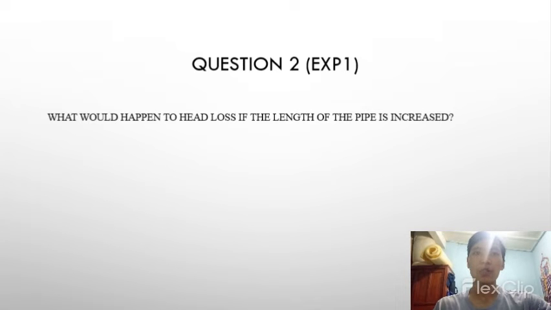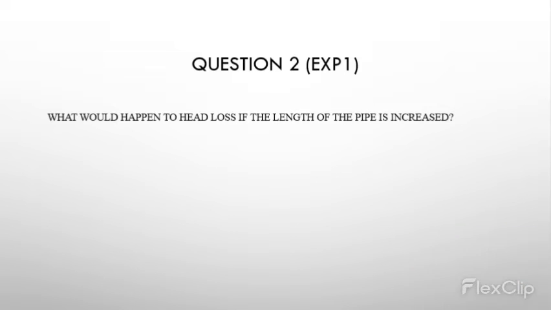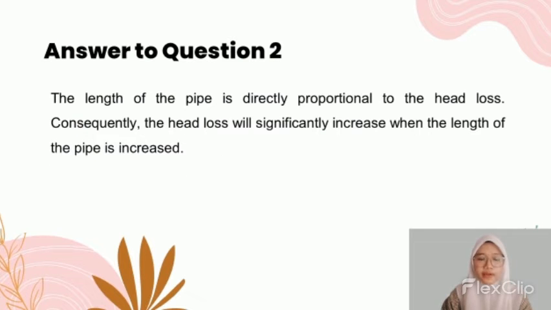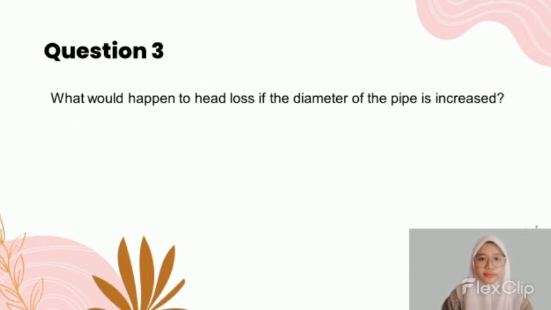Question 2, Experiment 1. What will happen to head loss if the length of the pipes is increased? The length of the pipe is directly proportional to the head loss. Consequently, the head loss will significantly increase when the length of the pipe is increased. I will ask the next question. What would happen to the head loss if the diameter of the pipe is increased?